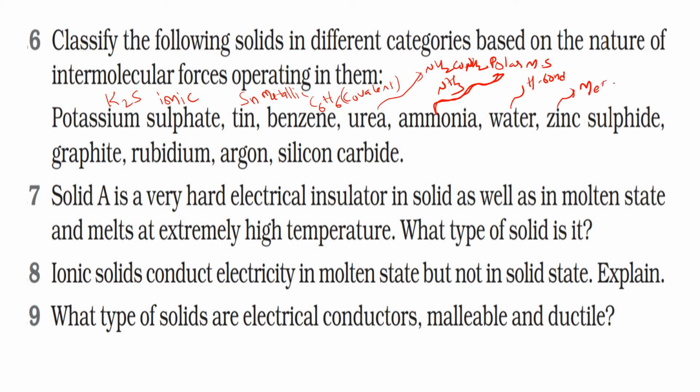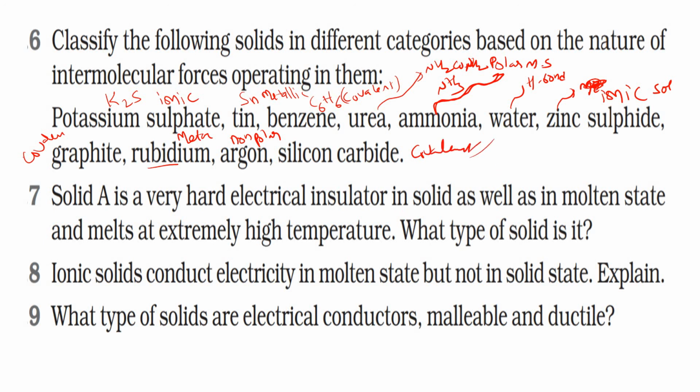Zinc is a metallic solid, isn't it? Zinc sulfate is an ionic solid. Zinc is a metallic solid, but zinc sulfate is an ionic solid here. Graphite is a network covalent solid here. Rubidium is a metallic solid. Argon is non-polar, so a non-polar molecular solid. Silicon carbide comes under covalent solid.